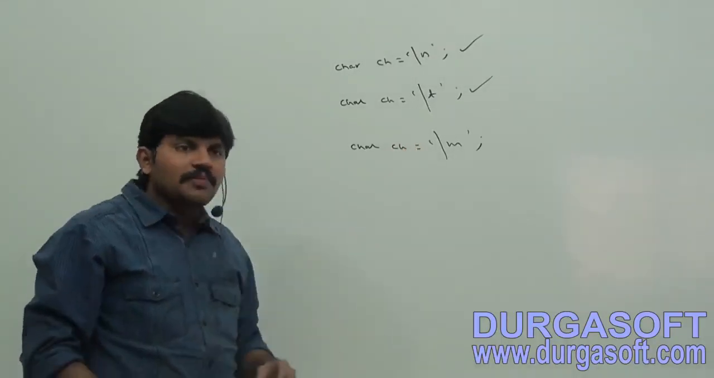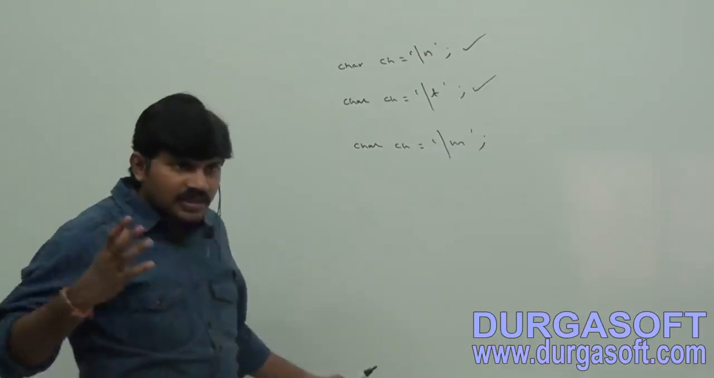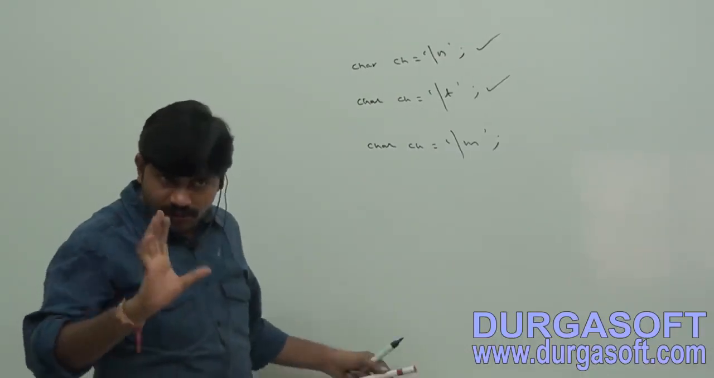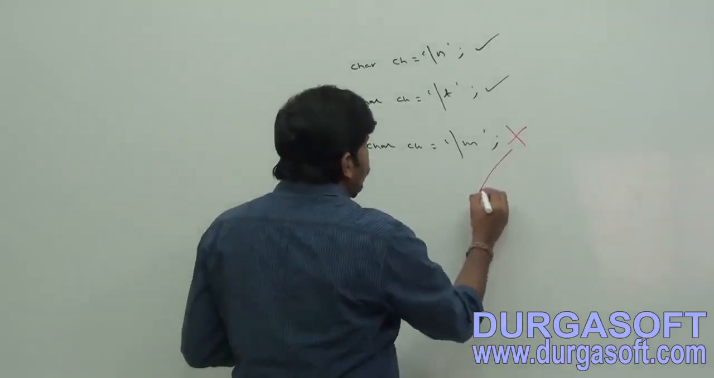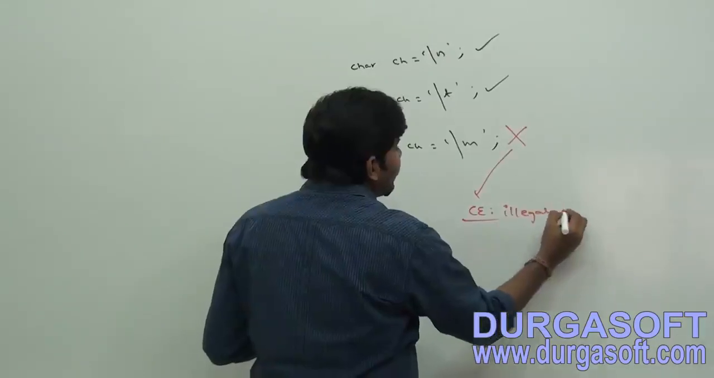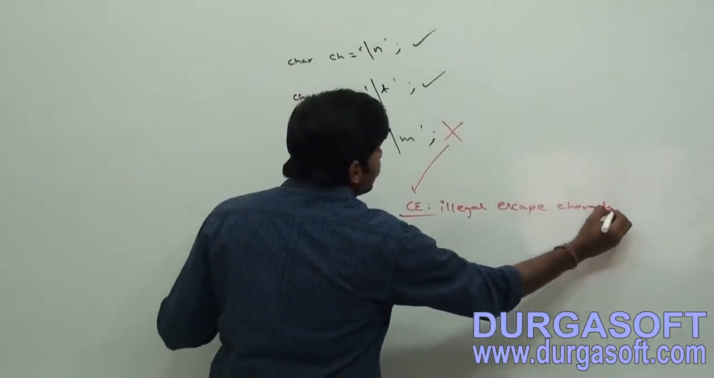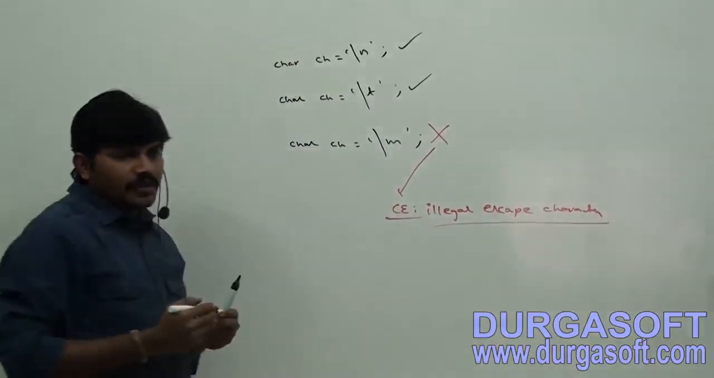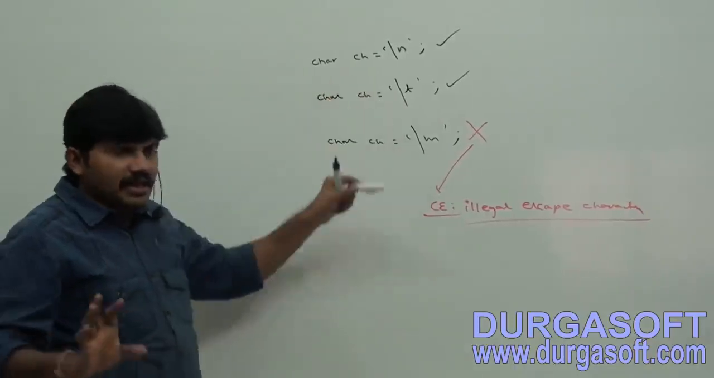To answer this type of question, compulsorily you people should be aware of which are valid escape characters and which are not. You have to be aware of the list. So this one, compile time error by default we are going to get, saying illegal escape character. Illegal escape character, like a compile time error, right? Are you able to understand? So every escape character is a valid char literal.